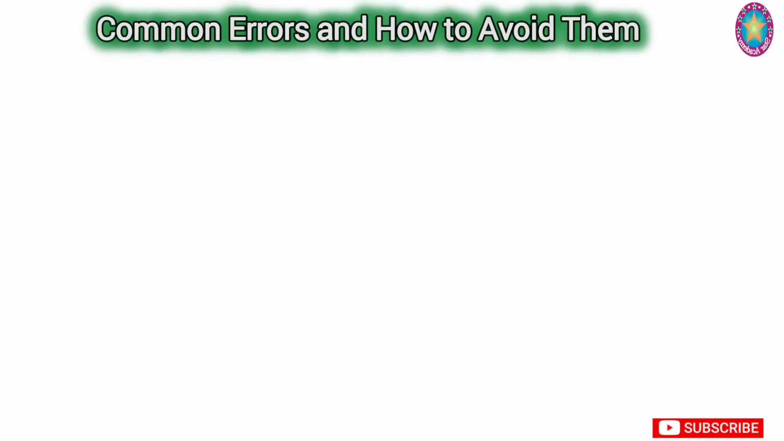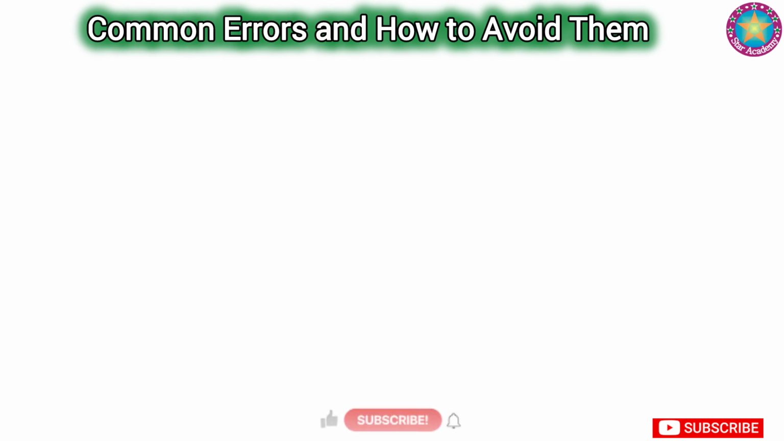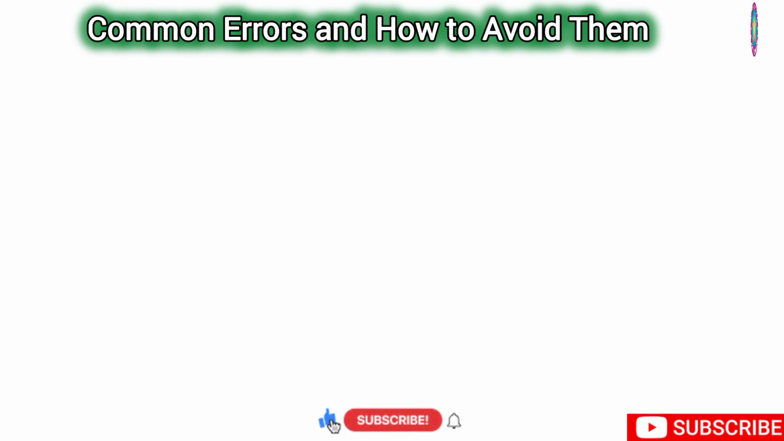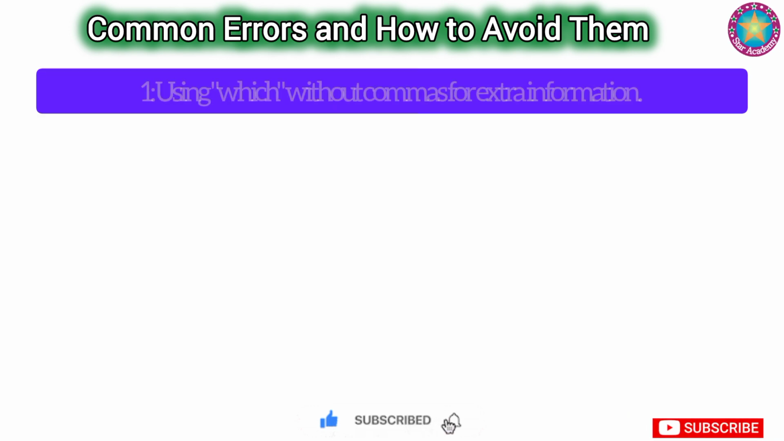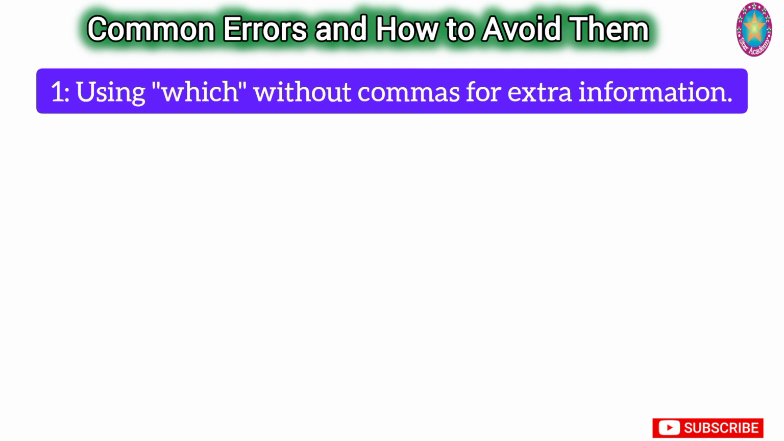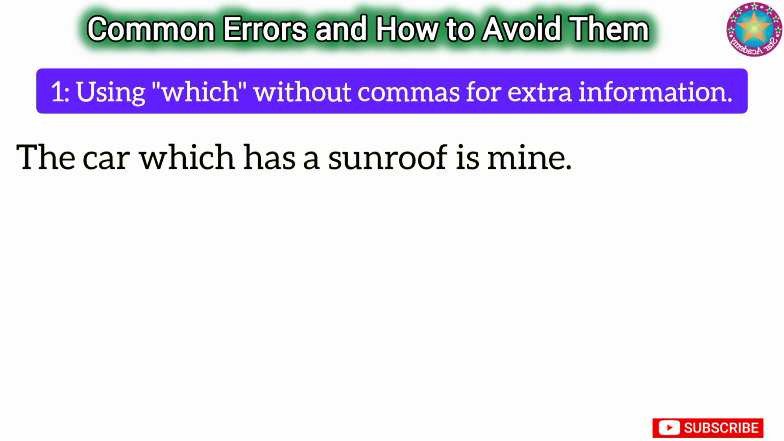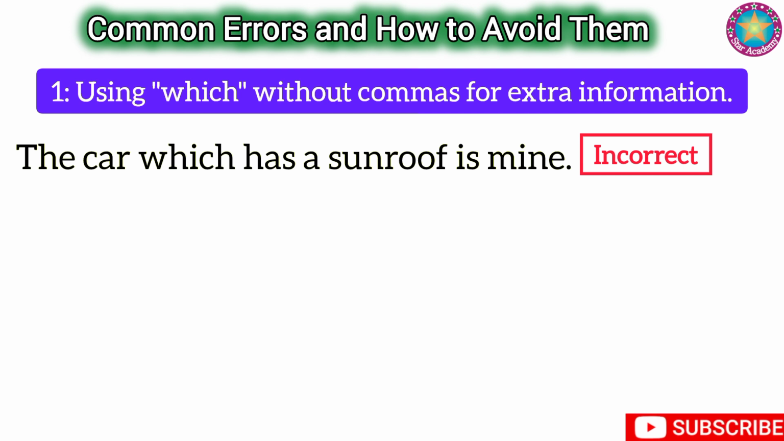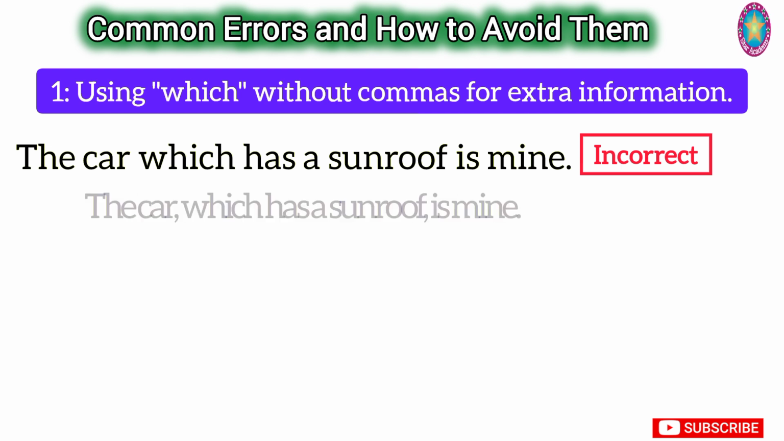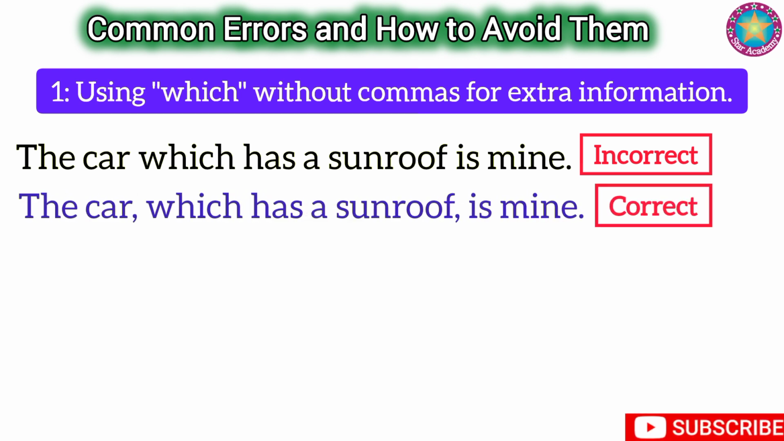Common errors in the use of which and that, and how to avoid them. Here are the two most common mistakes people make with which and that. Let's learn. First error is using which without commas. Many people mistakenly use which without commas when giving extra details. For example, the car which has a sunroof is mine is incorrect. In this case, which has a sunroof gives extra information, so it should be separated by commas. So, the correct sentence is, the car, which has a sunroof, is mine.